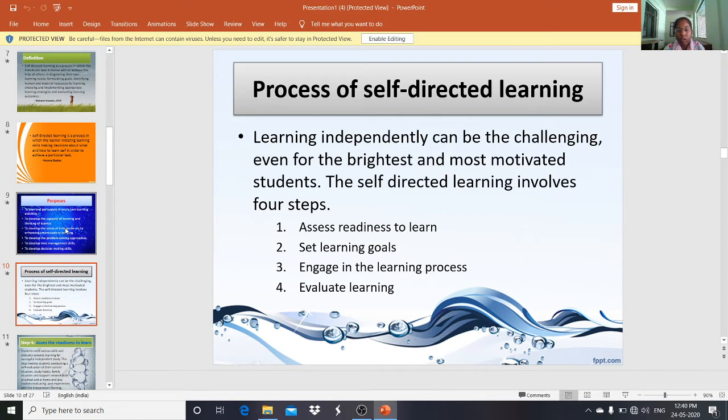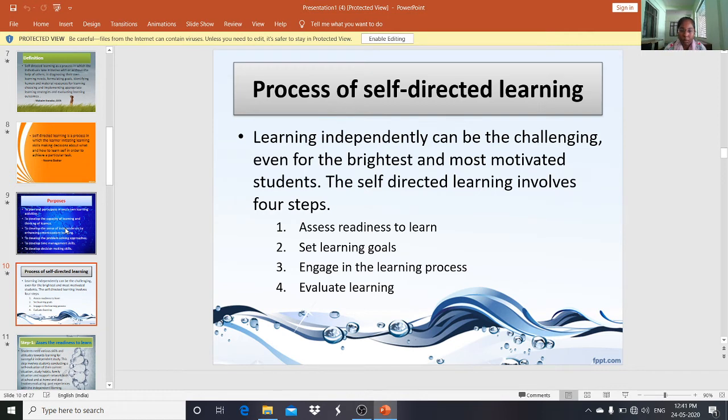Of the four steps, the first step is to assess the readiness to learn. In order to be ready with the material or the knowledge, we have to assess when we are going to learn something. Next, we have to set a goal for the learning process, and we have to engage in the learning process toward the goal we have set. After engaging, we have to know what the outcome is: evaluate the learning process. In this way, the process of self-directed learning should be.